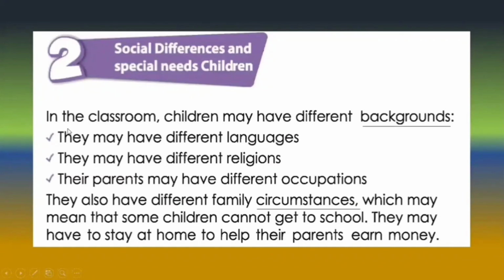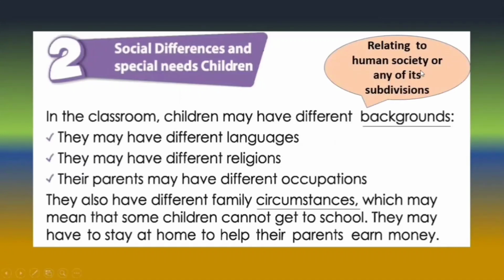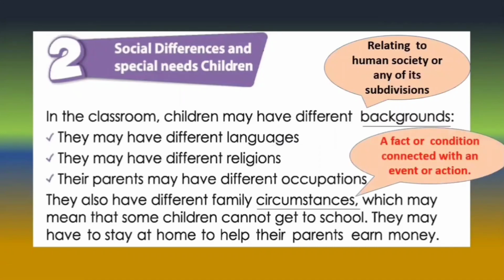So see what is written in the first paragraph. In the classroom, children may have different backgrounds. Do you know the meaning of background, students? Yes, it means related to human society or any of its subdivisions. So see what the different types of backgrounds are. They may have different languages, they may have different religions, again their parents may have different occupations. So they also have different family circumstances. Okay, do you know the meaning of circumstances? Yes, it means a fact or condition that is connected with an event or action.